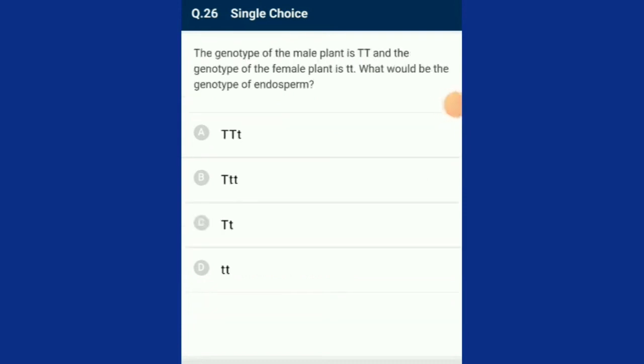Question number 26. The genotype of the male plant is capital T, and the genotype of the female plant is small t. What would be the genotype of endosperm? Ploidy of endosperm is triploid and it is formed by triple fusion, in which the second male gamete fuses with two polar nuclei present in the central cell of the embryo sac. If the male parent is capital T, then the male gamete will have capital T and the female parent will have small t. Two polar nuclei will have small t and small t. Thus, the genotype of endosperm is capital T, small t, small t. So, the answer for this question is option B, capital T, small t, small t.